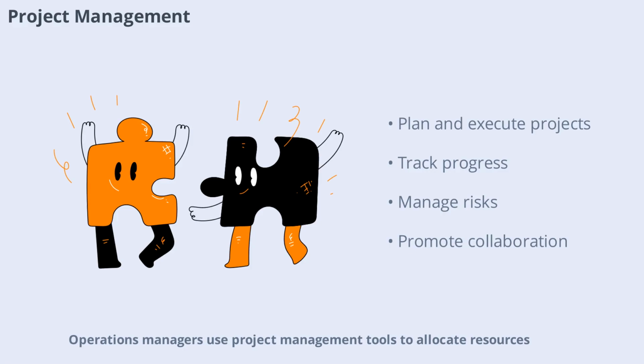Operations managers use project management tools to allocate resources, track progress, and manage risks. Effective project management ensures that initiatives are completed on time and deliver the desired results. It also promotes collaboration and accountability among team members. Next, we'll explore the role of innovation in operations.